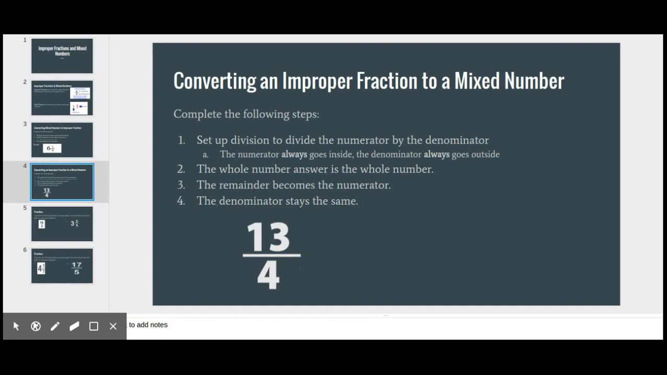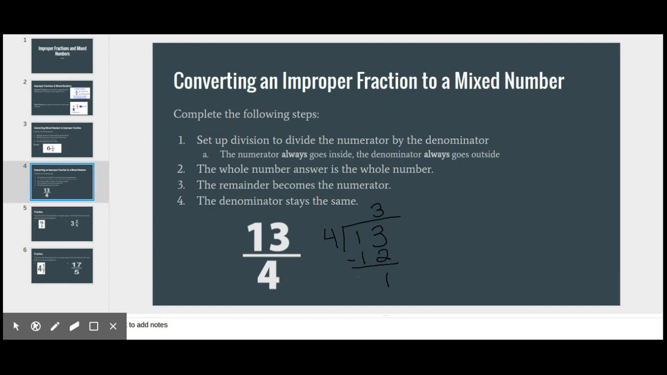So we're going to look at 13/4, which is an improper fraction. We're going to set up our division problem. 13, which is the numerator, is the number that always goes on the inside, and the denominator 4 goes on the outside. So now we divide. 4 goes into 13 3 times, and then we get a product of 12. When we subtract these, we have 1 left over.